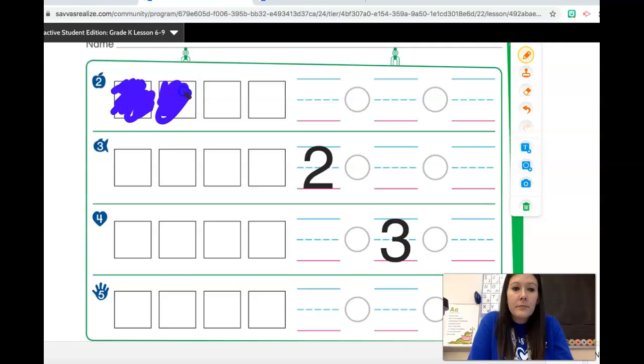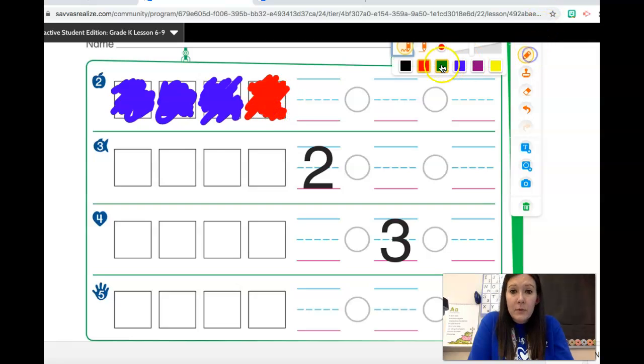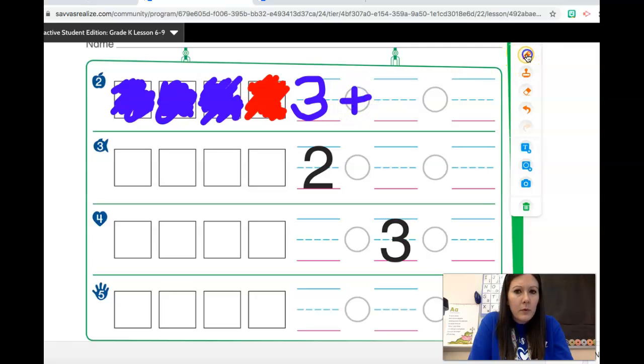1, 2, 3, and 1 red. Now let's write the equation that matches. 3 for the 3 blues plus, what was the red part? 1 equals, how many blocks in all? 1, 2, 3, 4. 4 in all. Stick with me. This will make sense when we get a little bit further down.